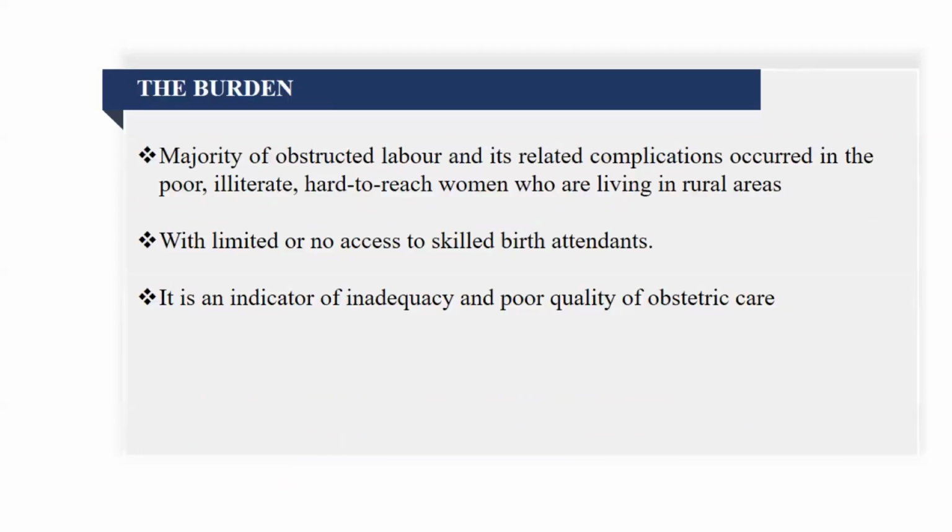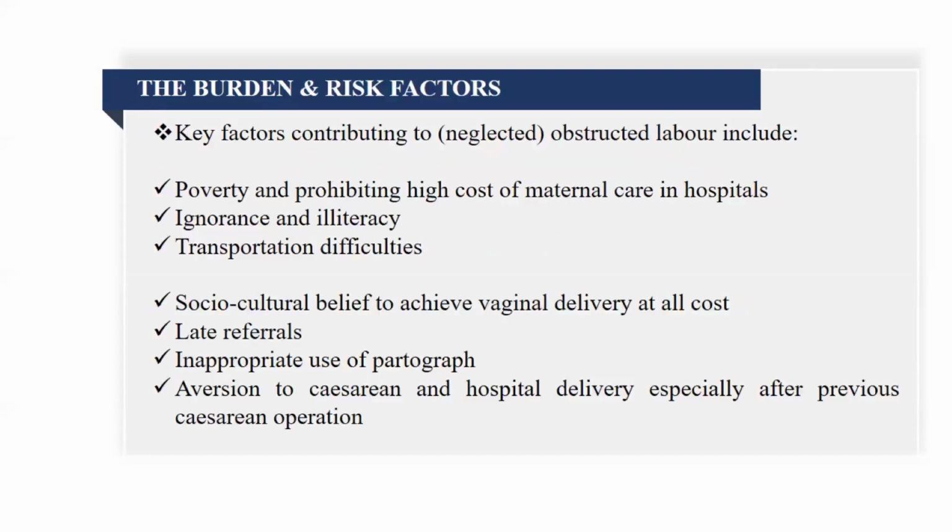The disease burden. Majority of obstructed labor and its related complications occur in the poor, illiterate, hard-to-reach women who are living in rural areas with limited or no access to skilled birth attendants. It is an indicator of inadequacy and poor quality obstetric care. So what are the key factors? What are the risk factors of this condition?